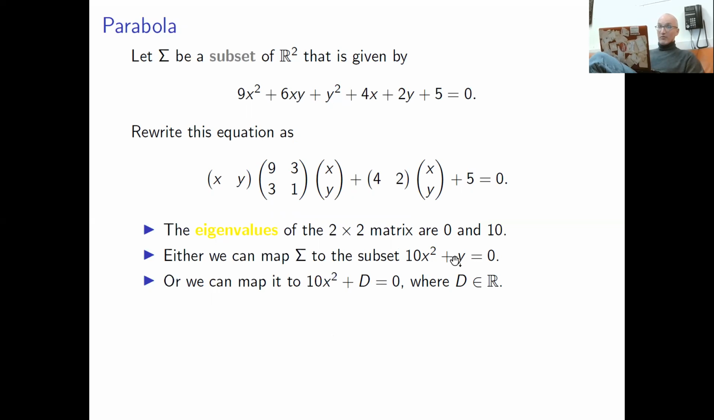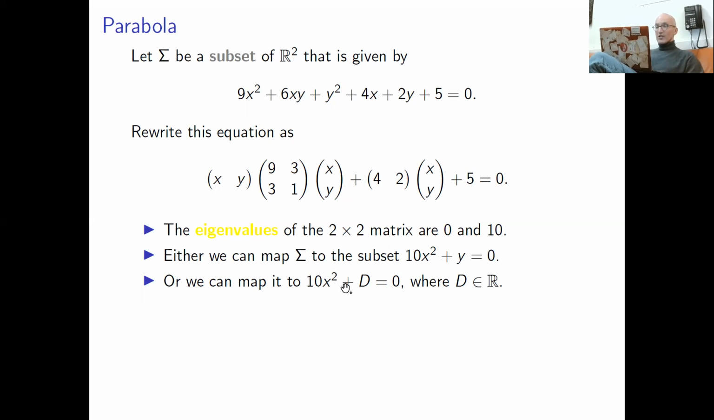this y term accidentally disappears, and we get an equation that looks like this: 10x squared plus d equals 0, where d is some number. So if d is 0, this is just a line with multiplicity 2. If d is negative, this is just a union of two parallel lines. And if d is positive, this is an empty set. So these are bad cases, these are good cases.